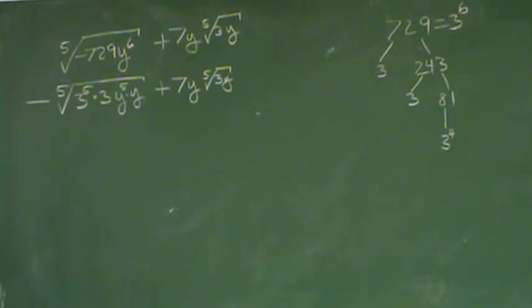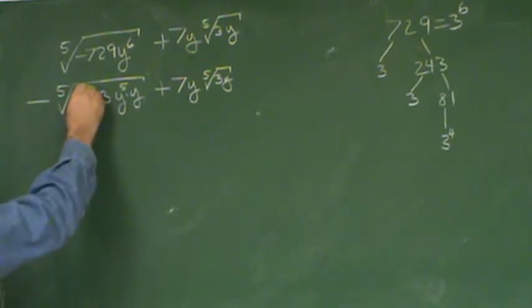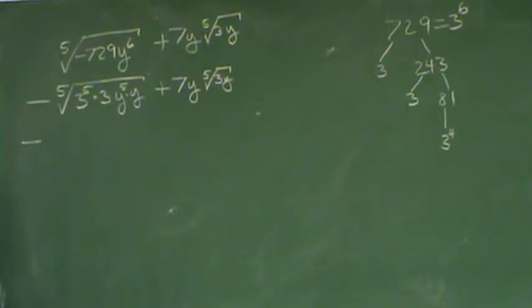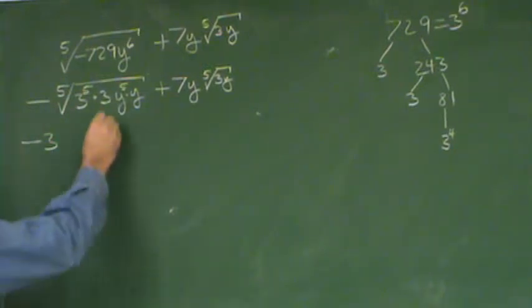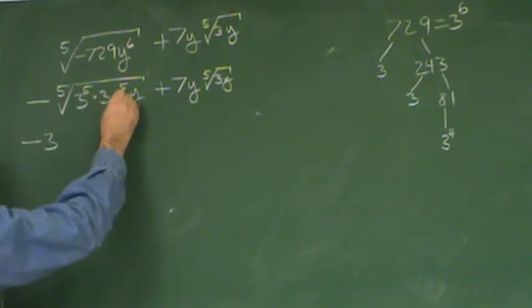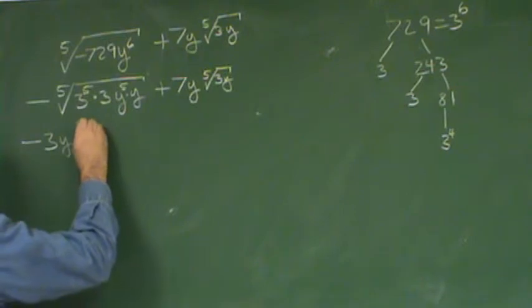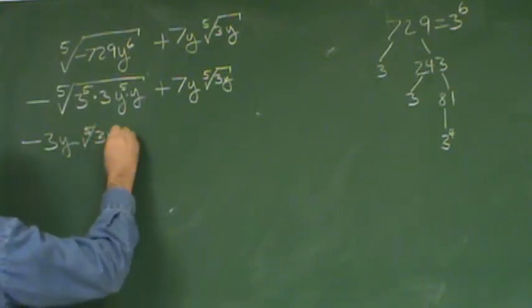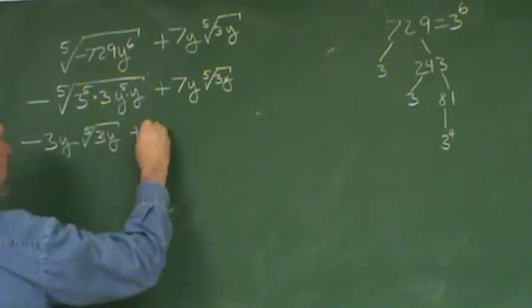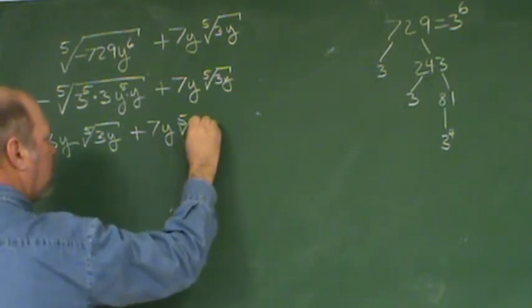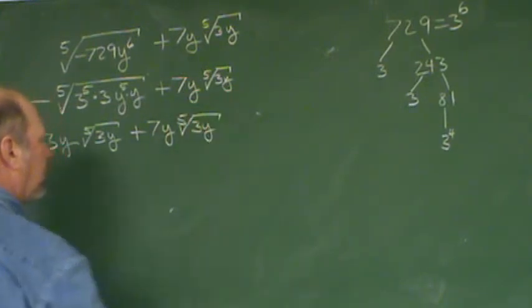Now, simplifying that, well, 5 divided by 5 is 1. So the negative that was out there in front still comes down, and 3 to the first comes out. This 3 stayed in, this y is going to come out, so we get negative 3y times the fifth root of 3y. And then the back half, 7y times the fifth root of 3y.